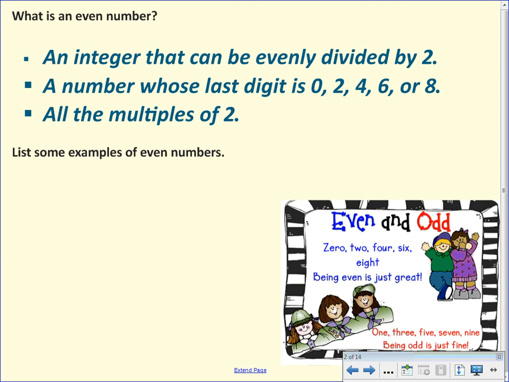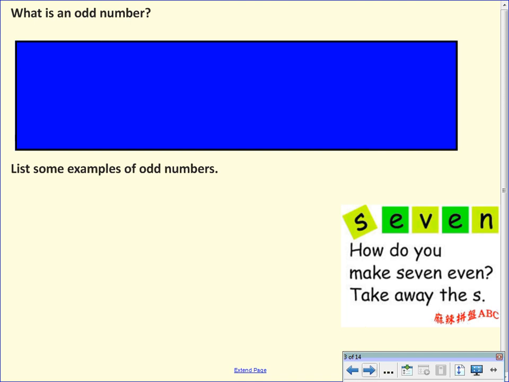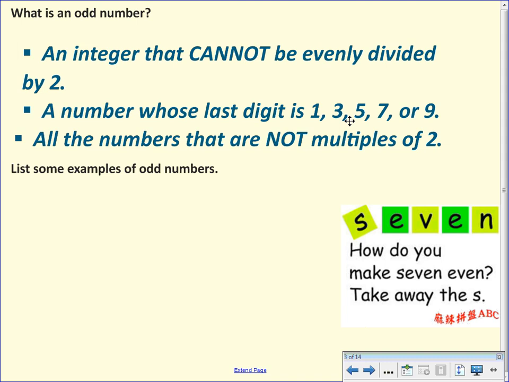So let's use this same information to think about what an odd number is. What can you tell me an odd number is? Only numbers that end with 1, 3, 5, 7, 9. Very good. So an integer that cannot be evenly divided by 2. Any number whose last digit is 1, 3, 5, 7, or 9, and all the numbers that are not multiples of 2. So take the number 7. How do you make 7 even?